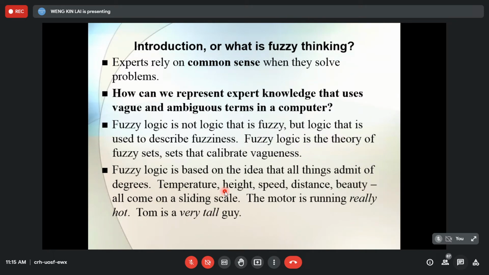maybe 100 degrees. And someone said, no, that's not very hot. Hot actually to me must be 200 degrees. So you can see that different people have different appreciation, understanding of even common terms, right? Tom, maybe Christopher is a really tall guy. So how tall is tall, right?